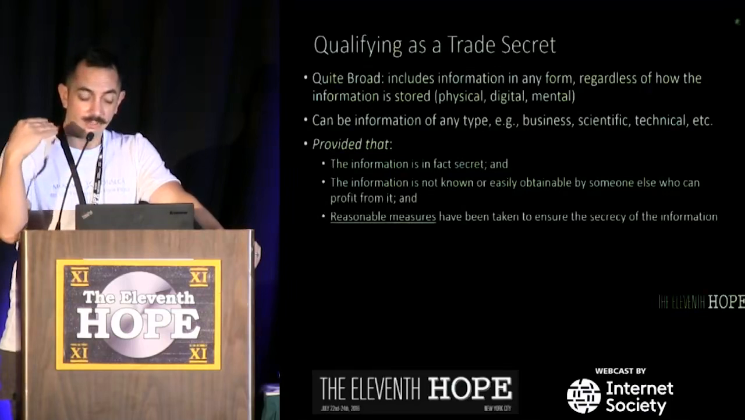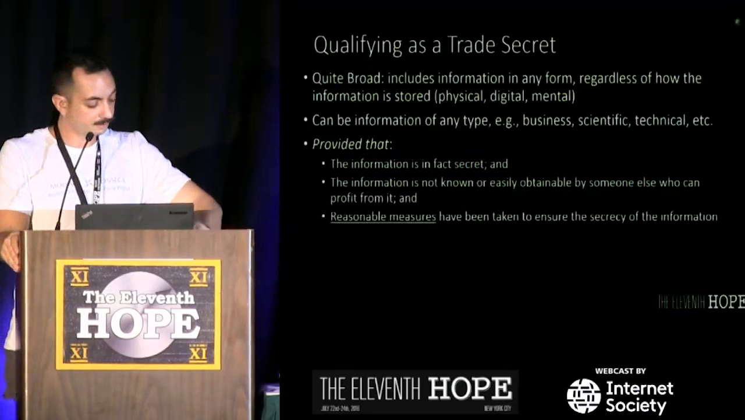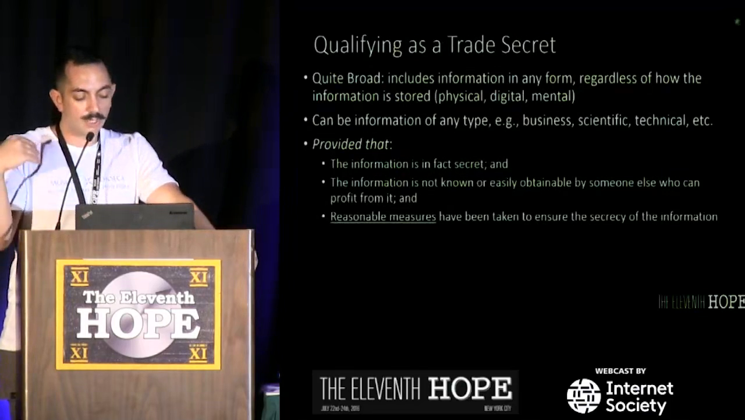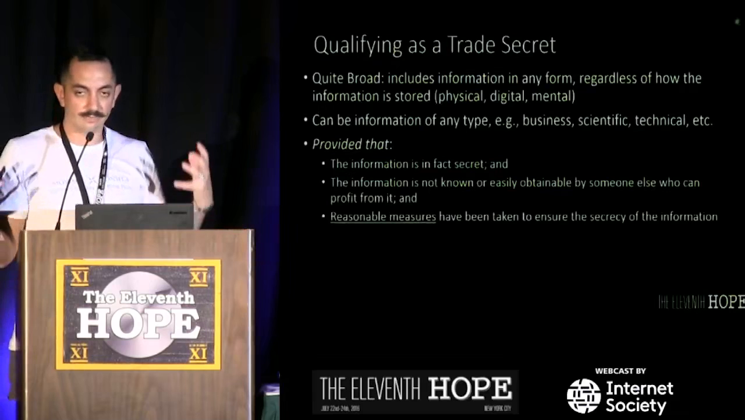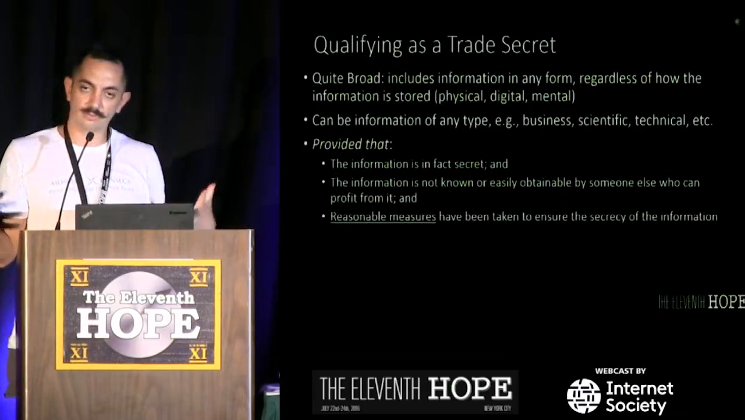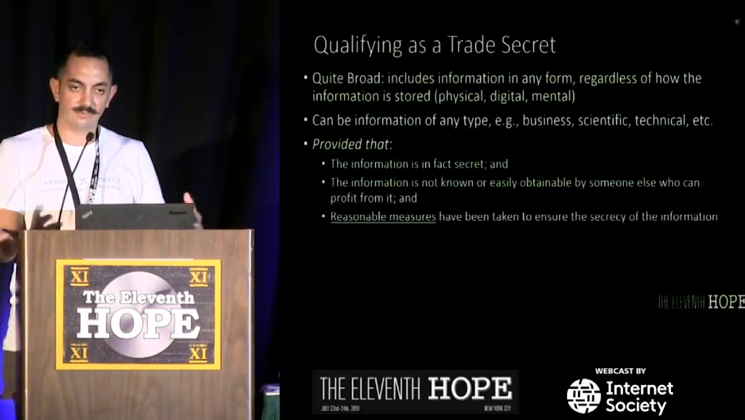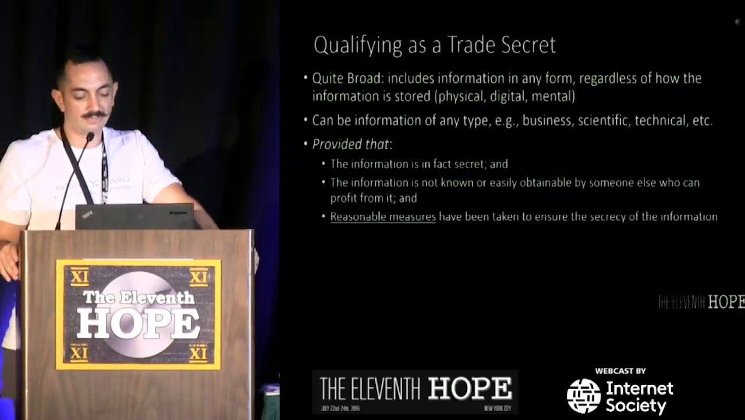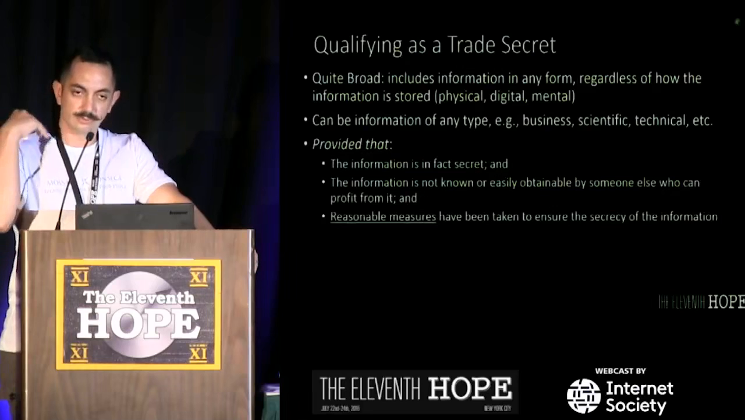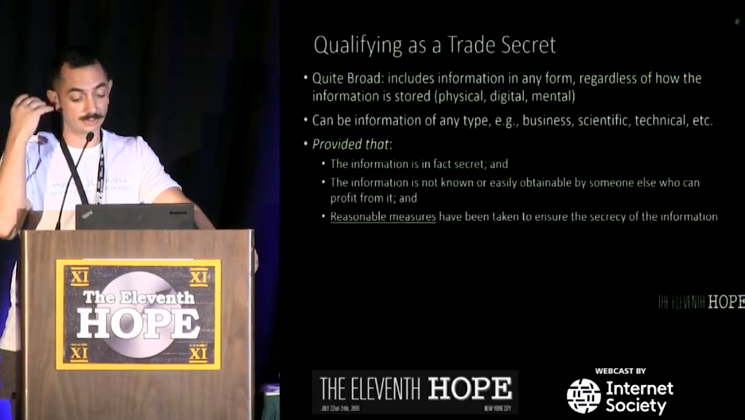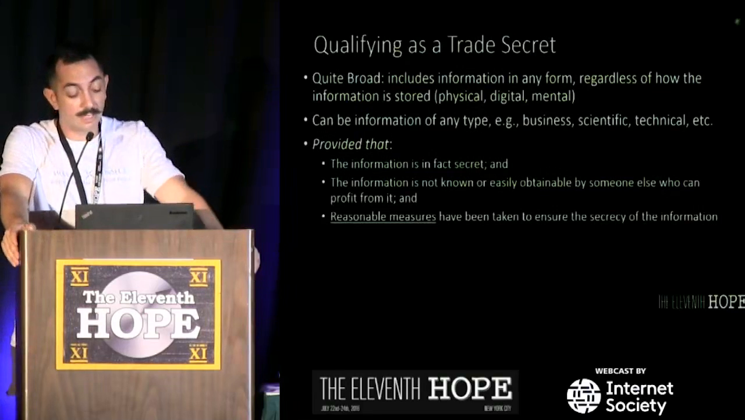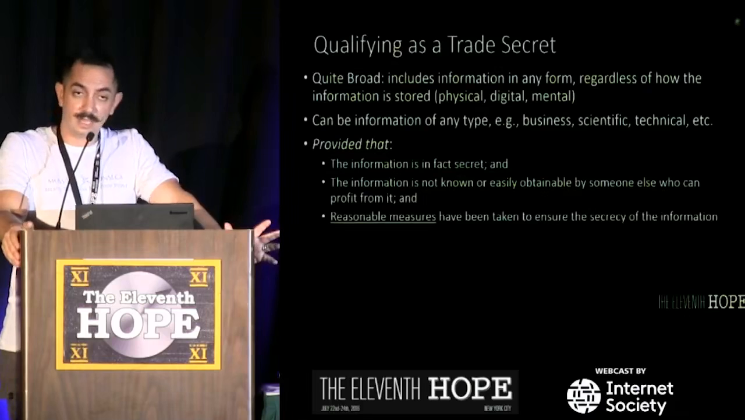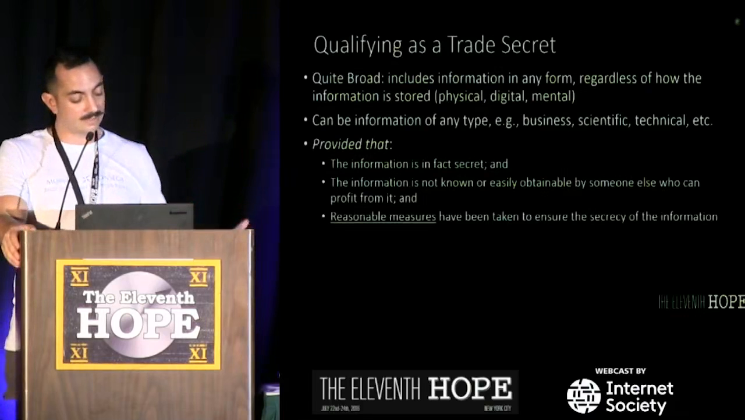And this includes the means by which they were protected. So qualifying as a trade secret, as I said, what it is, is actually pretty broad. It's any kind of information, and what's interesting too is that under the DTSA, the Defend Trade Secrets Act, a trade secret could be something that's stored neurologically. It could be something that's actually stored in your brain. Like I said, physical, digital, and mental, in any type of information, business, scientific, technical.